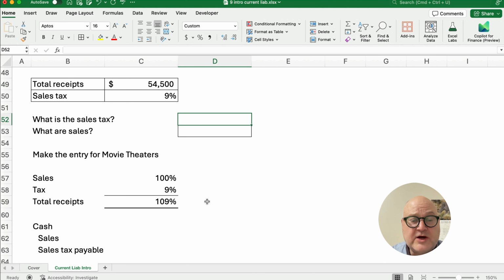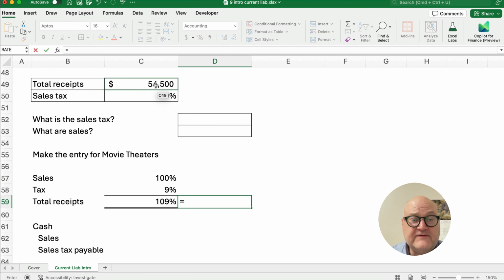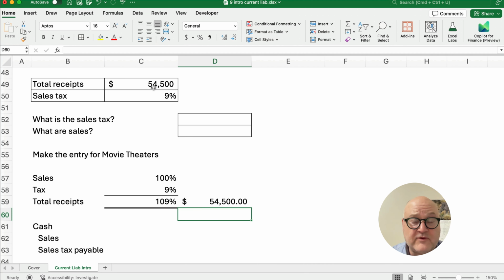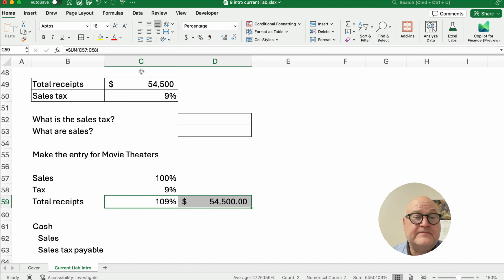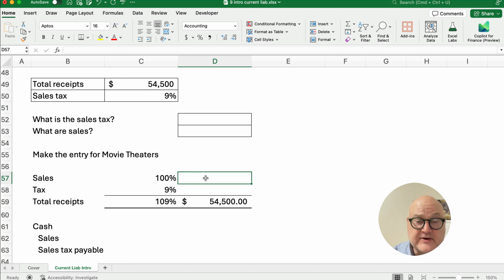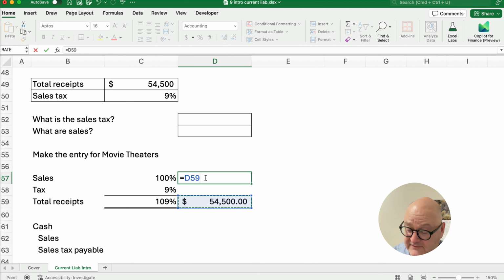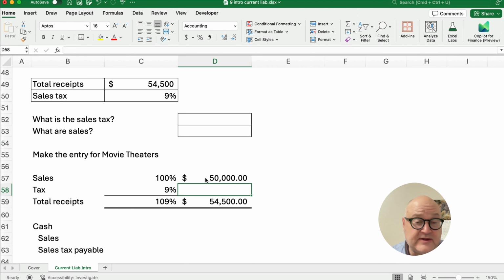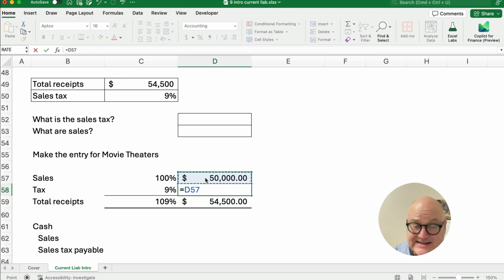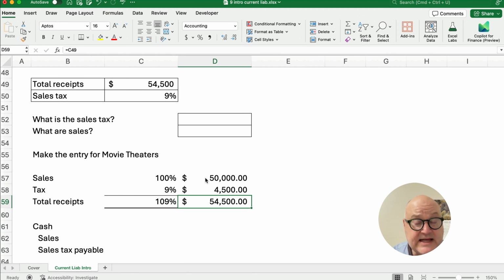Well, we know our total receipts are going to be $54,500. So what we need to do is we have these on the same line, we have the 54,500 represents 109% of our sales. So to get the sales number, we're going to take the 54,500 divided by the 109%. And so 54,500 divided by 109% gives us the 100%, which is 50,000 is our sales. And then 50,000 times 9% is going to be our tax.